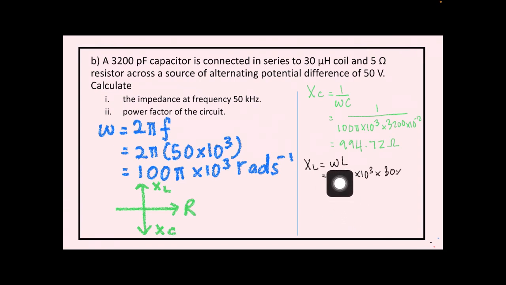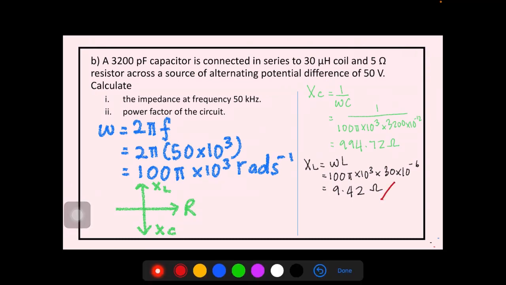For the XL, omega L, substitute the values of omega and L, we get XL equals to 9.42 ohm. So here will be the marks for J1, J1.